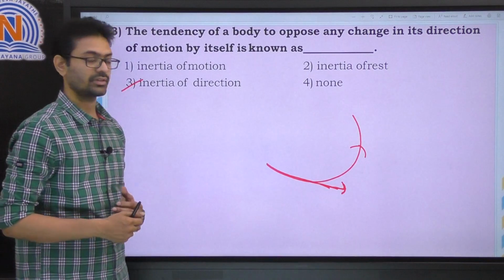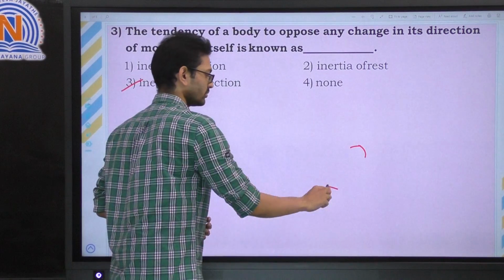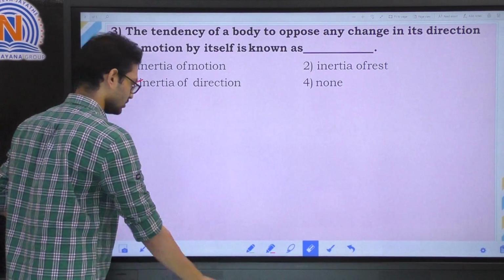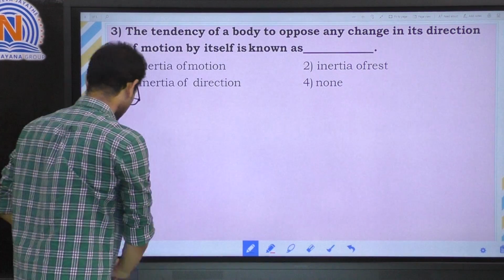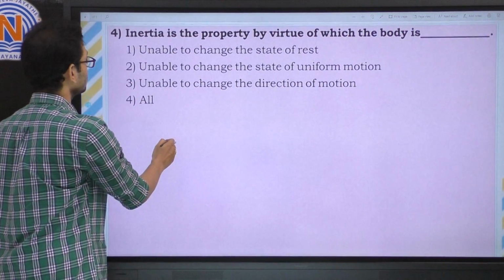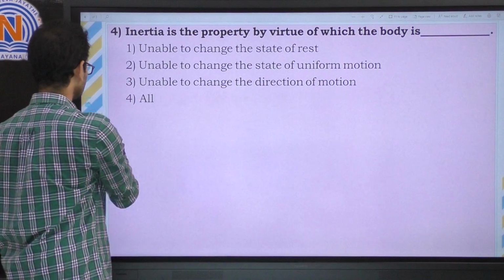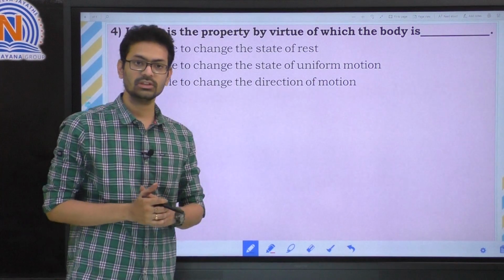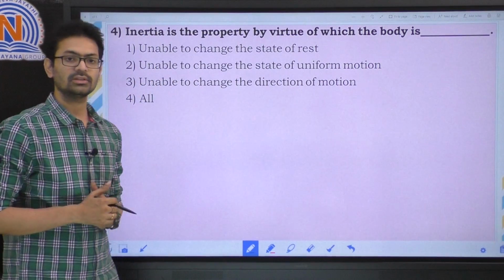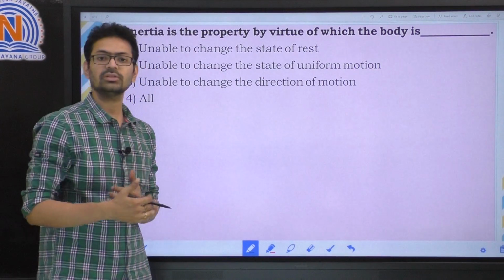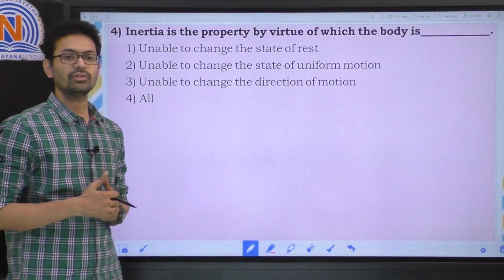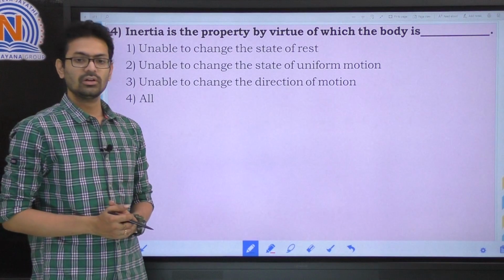Let us get into the next question. This question is: inertia is the property by virtue of which the body is unable to change the state of rest, unable to change the state of uniform motion, unable to change the direction of motion, or all of these.